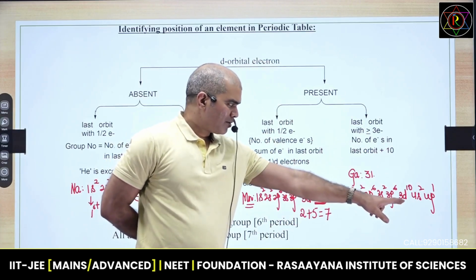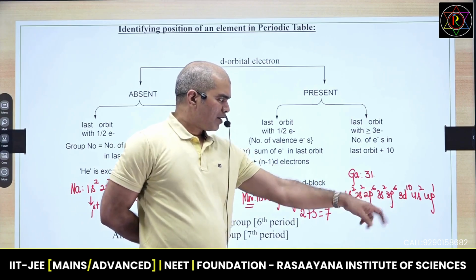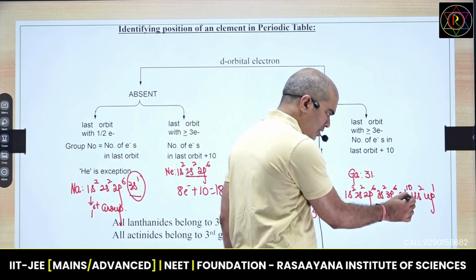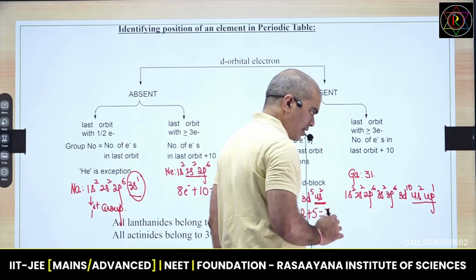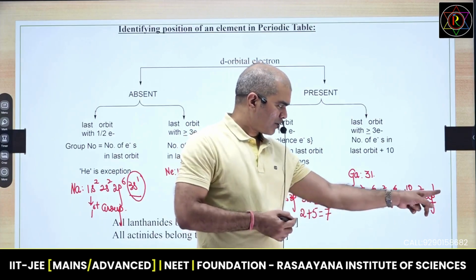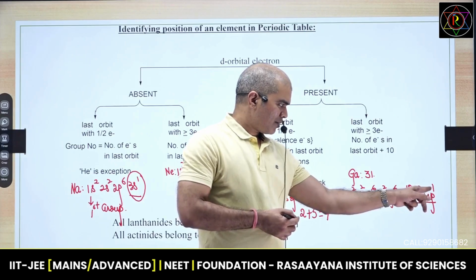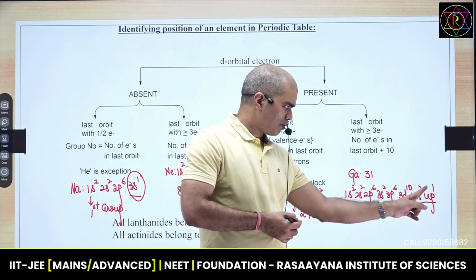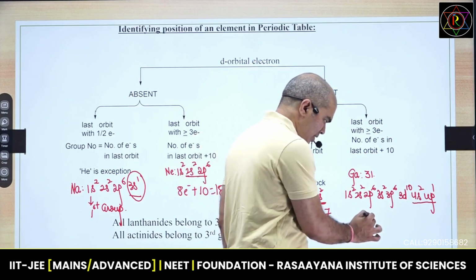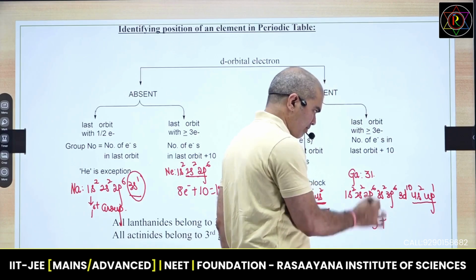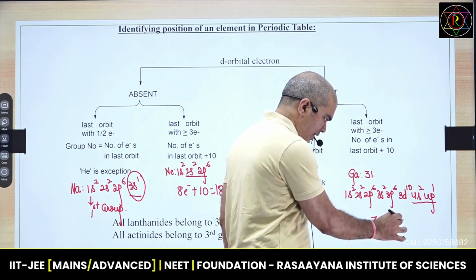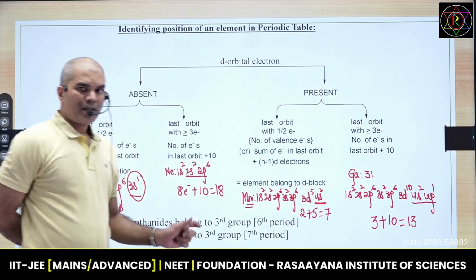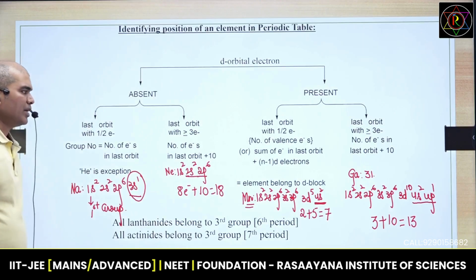Do you have d electrons? Yes. Does the valence shell have greater than 2 electrons? Yes, because the valence shell is the 4th shell and it has 3 electrons. Then what is the group number? The number of electrons present in the last orbit, 2 plus 1, 3, plus 10. It means gallium should belong to the 13th group.